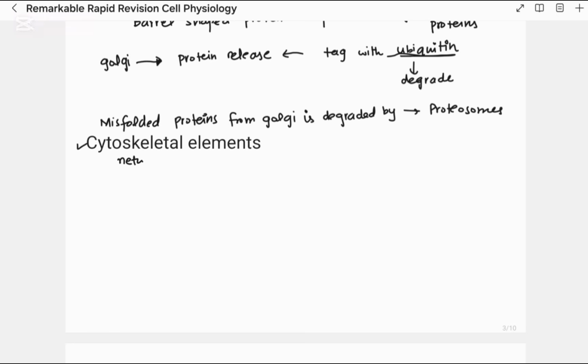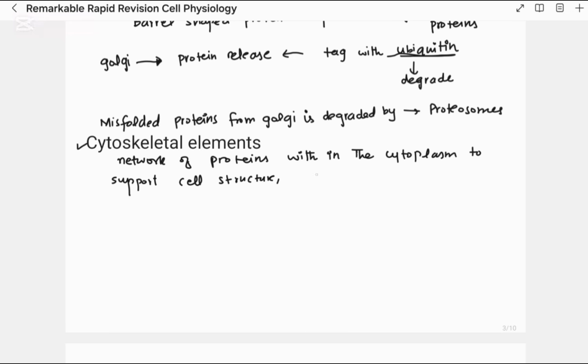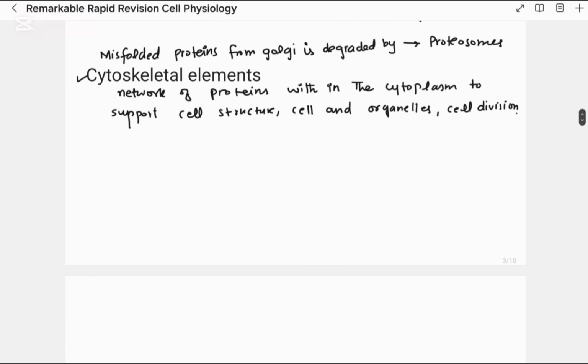These are basically network of proteins within the cell or within the cytoplasm to support the cell. So it support the cell structure and also involved in the movement of cell and cell organelles, also involved in cell division. So different types होती हैं इसकी.